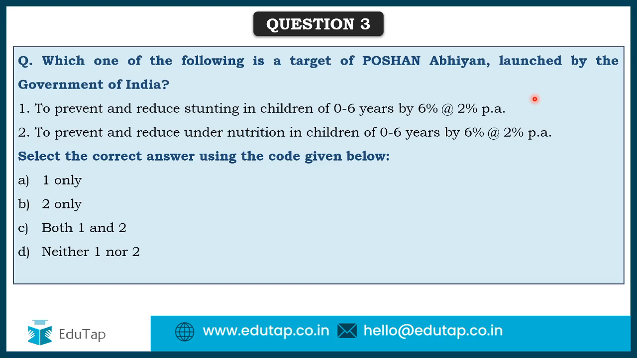Statement 1 is to prevent and reduce stunting in children of 0 to 6 years by 6% at the rate of 2% per annum. Then second is to prevent and reduce undernutrition in children of 0 to 6 years by 6% at 2% per annum. What do you think is a target? Is it 1? Is it 2? Because the question is saying select the correct answer using the code given below. 1 only, 2 only, both 1 and 2, neither 1 nor 2. So Poshan Abhiyan has actually defined targets which are to be achieved so that India can be made malnutrition free. So both these targets are true. These are the targets of Poshan Abhiyan.